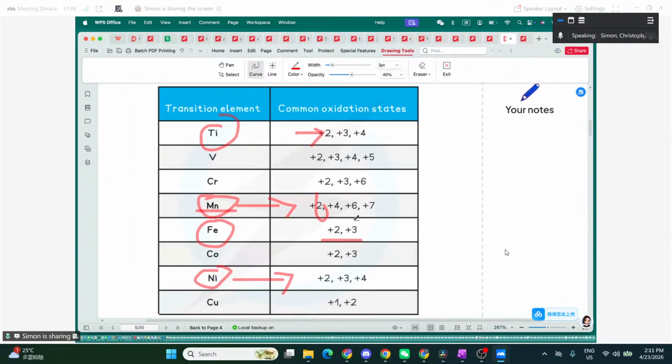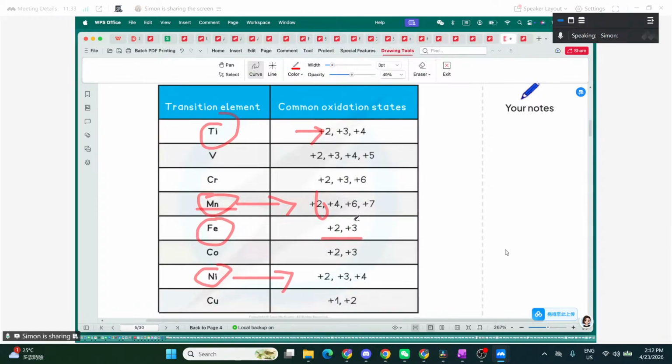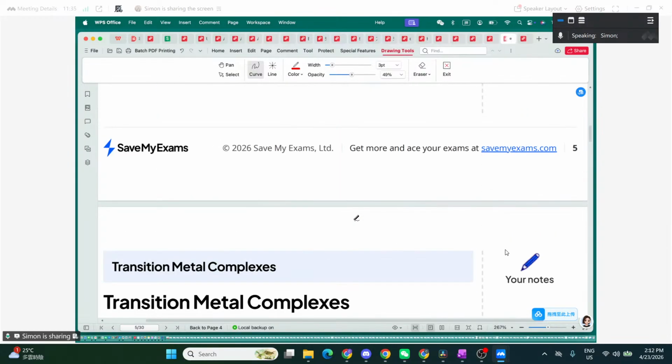So we need you to memorize the table, right? The table is for the common oxidation states of the transition elements. If the metal is one of the transition elements, there will be more than one oxidation state, right? This is the first property of the transition metal. And after that, we're going to know the second property.